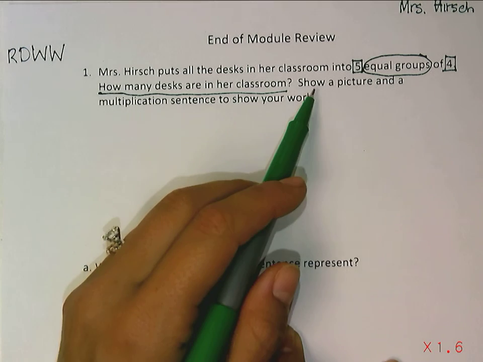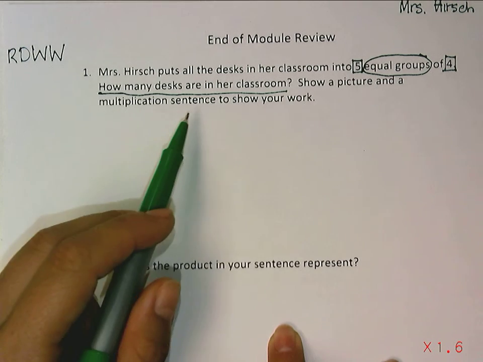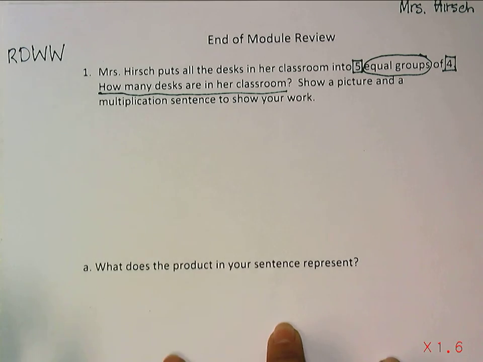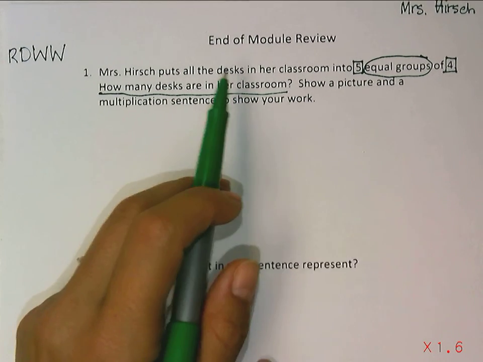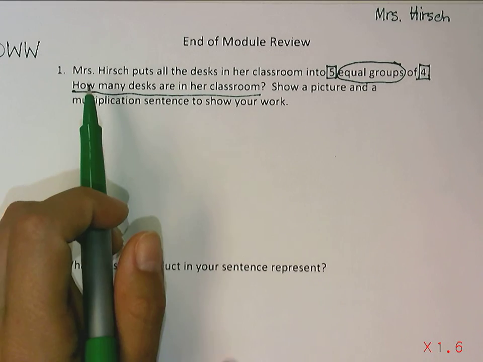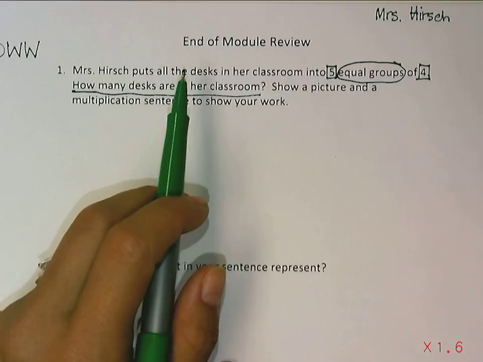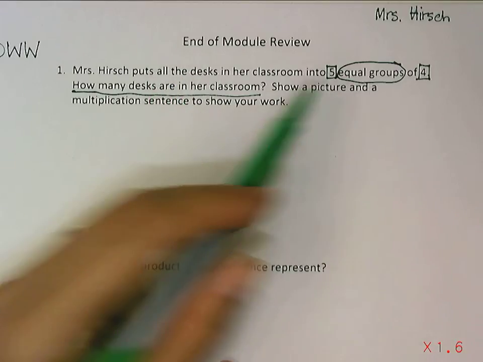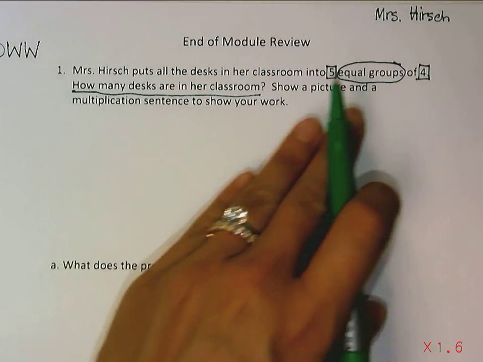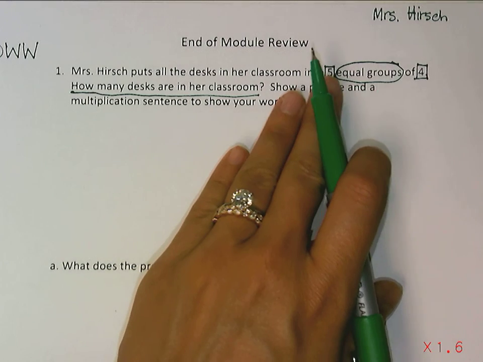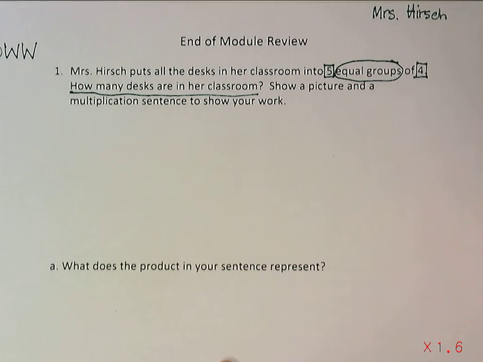So it says show a picture and a multiplication sentence to show your work. So you get to draw whatever picture will help you remember to solve by putting Mrs. Hirsch's desks into 5 equal groups of 4. I'm going to give you a minute to draw a picture, then I'll show you the picture that I drew. So right now, draw a picture to show 5 equal groups of 4. Do that now.